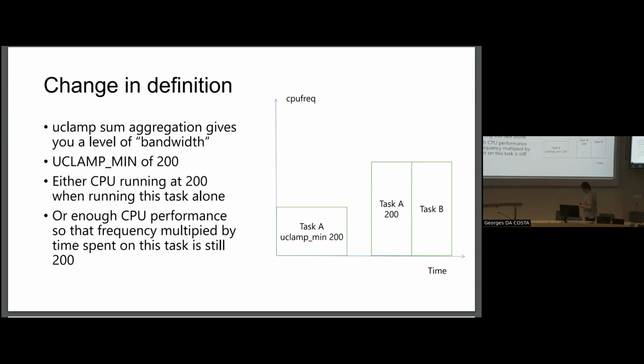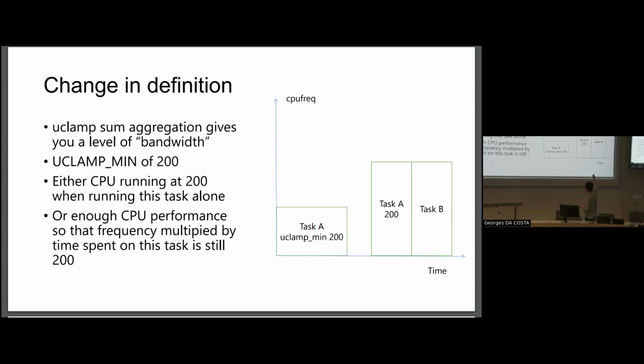There are some discussions on LKML about whether this changes the definition of Uclamp. I thought about this, and I think it actually does in a way. Instead of providing you with a target CPU frequency, this gives you frequency multiplied by some amount of time. For example, let's say task A is running alone with Uclamp min of 200. It will run at some frequency for some period of time.